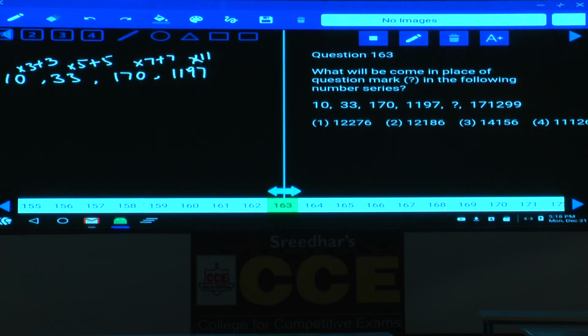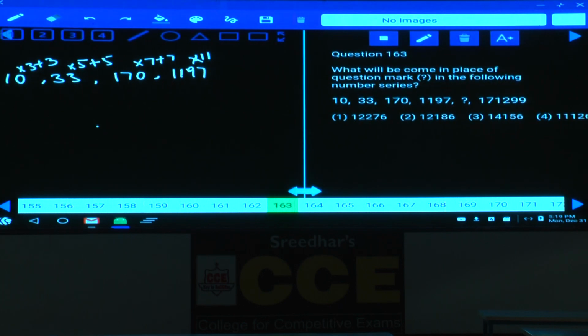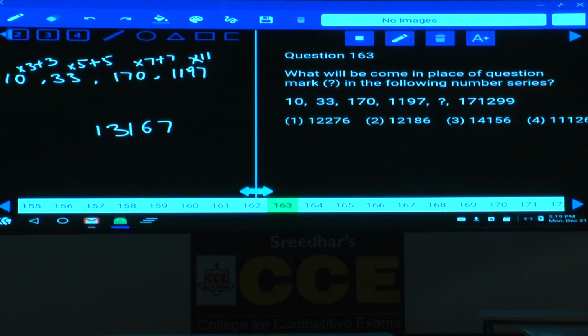If you take 1197 into 11, tell me what is the answer here? 1197 into 11, choice please. How much comes for us? 1197 into 11 will be how much? Tell me that. 13167.